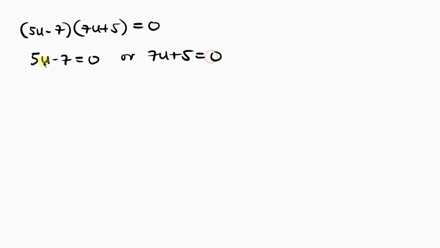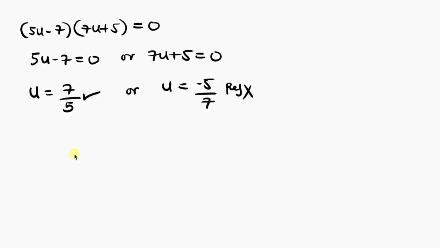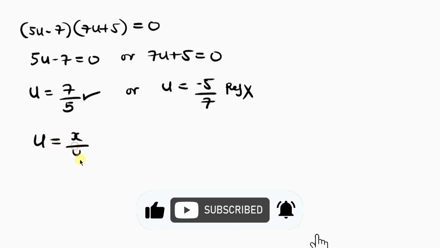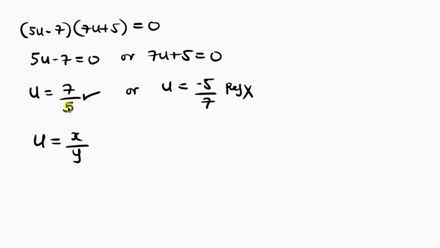So looking for the value of u from here, you find out that u is equal to 7 over 5, or u from this other side is equal to negative 5 over 7. Well, this one is going to be rejected because the value of u is greater than 0. So we're going to be rejecting this value for u, and this will be accepted. Well, remember that we said u is equal to x over y, right? Cool. Now we have the value of u to be 7 over 5. So let's put it there. 7 over 5 equal to x over y.